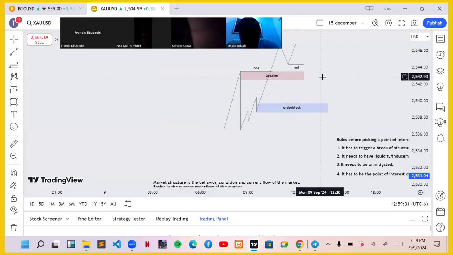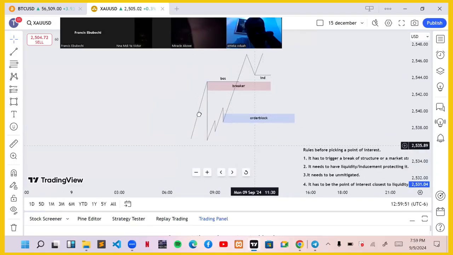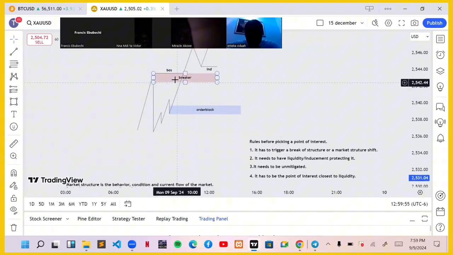Now, what you have to pay attention to after a break of structure or a market structure shift is that first pullback. It's very vital for you to pay attention to it. It's very crucial. That will tell you whether to use a breaker block to pick your entry or whether to use an order block. If you pay attention to the first pullback that the market made, it did not mitigate this breaker. And so now the rule says it has to trigger a break of structure or a market structure shift. It did. It triggered a break of structure.